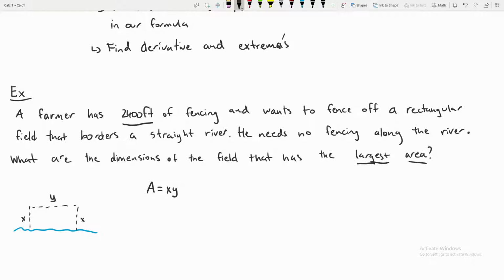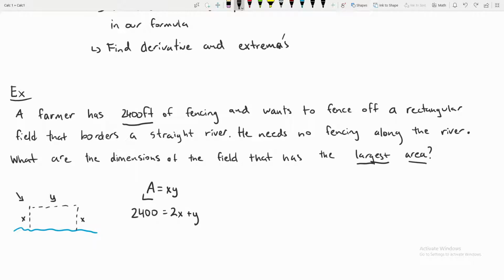So what we know is that if we were to sum up the perimeter of this thing, excluding this side right here, we should get 2,400. So we can write that relationship as such. We have two x sides and a singular y side, and their sum should equal 2,400 feet. So there's our equation. Now that we have two equations and two unknowns, we can use one of the equations to eliminate the variables from the other formula.